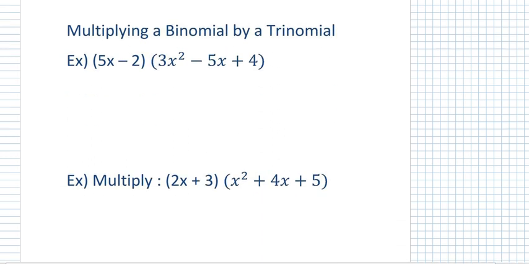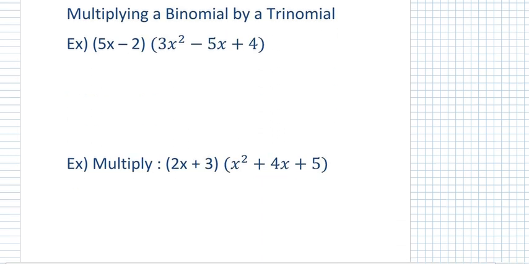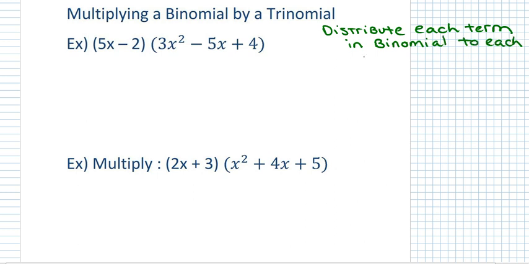We'll skip that one. We'll go to multiplying a binomial by a trinomial. It's basically the same thing, except you're going to distribute each term in the binomial to each term in the trinomial.